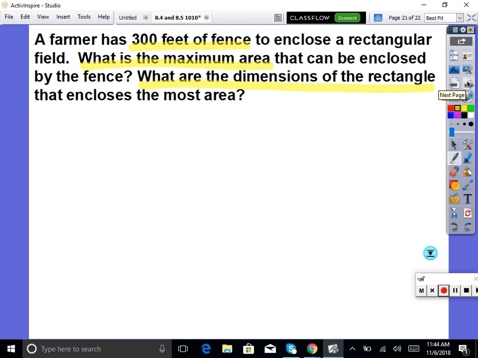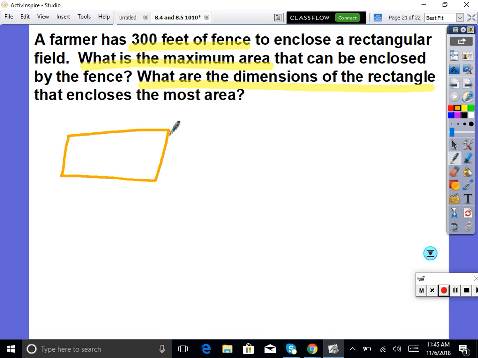A farmer has 300 feet of fence to enclose a rectangular field. What is the maximum area that can be enclosed by the fence? And then what are the dimensions of the rectangle that encloses the most area? We don't want to guess and check, because there are so many answers. Only one works. So we draw a rectangle.